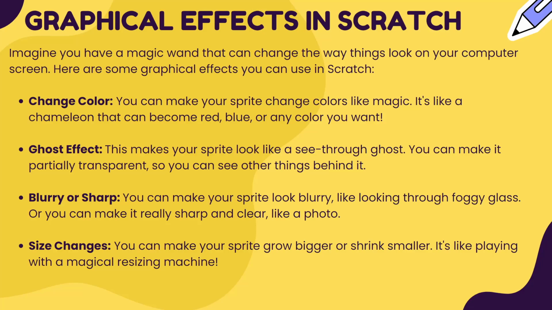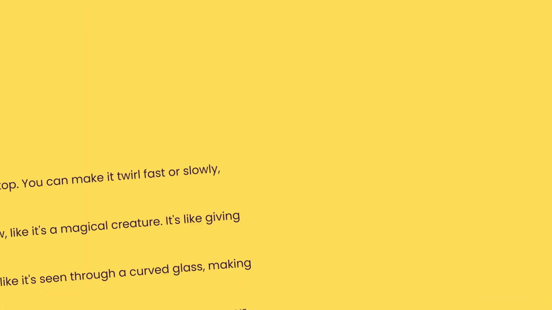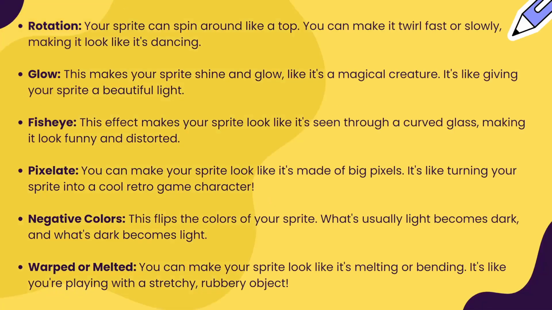Then you have blurry or sharp. Really sharp and clear you can make it. You can change its size. You can make it big. You can make it small. You can rotate it. You can make it glowy. Fisheye is like it makes it curve. Pixelate is that it comes in the form of pixels.